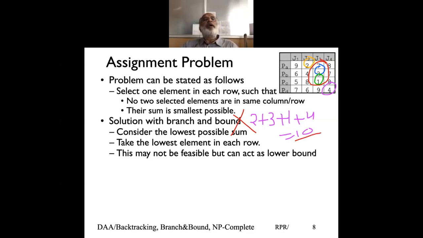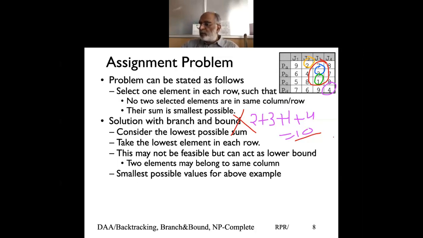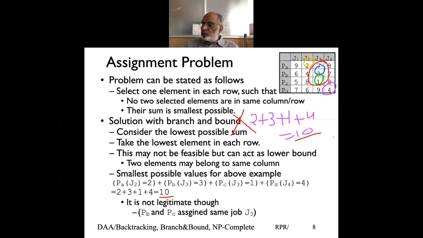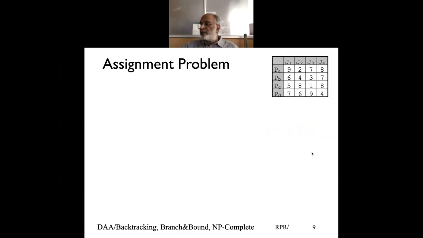So we need to find the next best we can do, and that is what we will explore and continue from there. We found a cost of 10, which is not feasible because job 3 is done by 2 people. So how do we work out this problem using branch and bound? That is what we'll discuss.